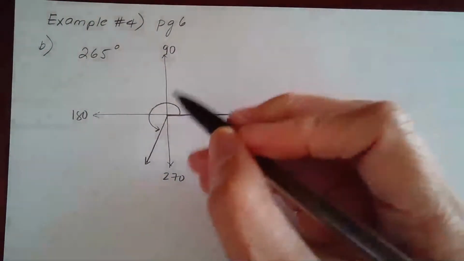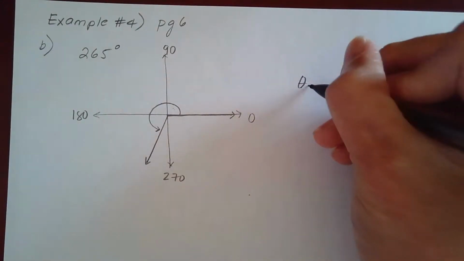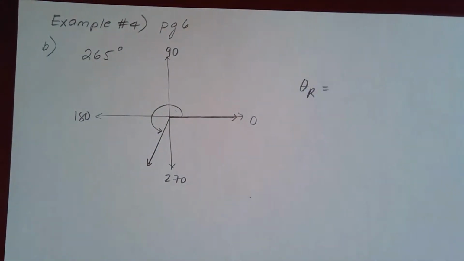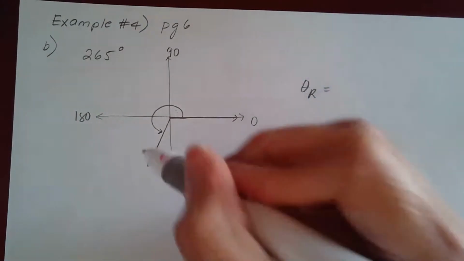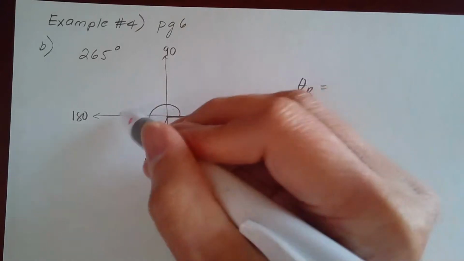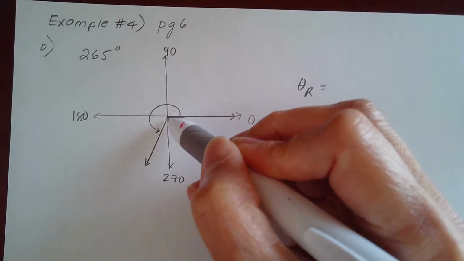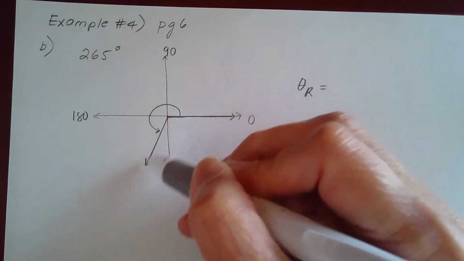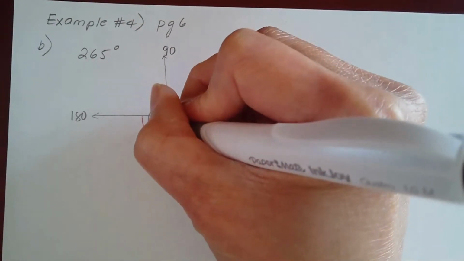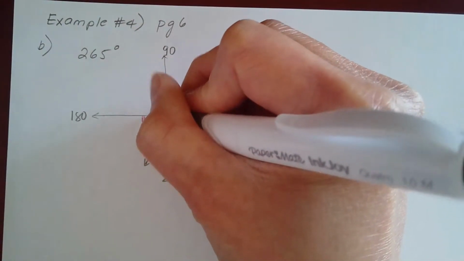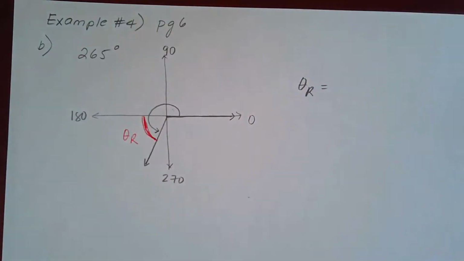So that's 265 degrees. What is the theta r for that? What's a reference angle? Theta r, again, is the angle between the terminal arm and the x-axis. So this is theta r.